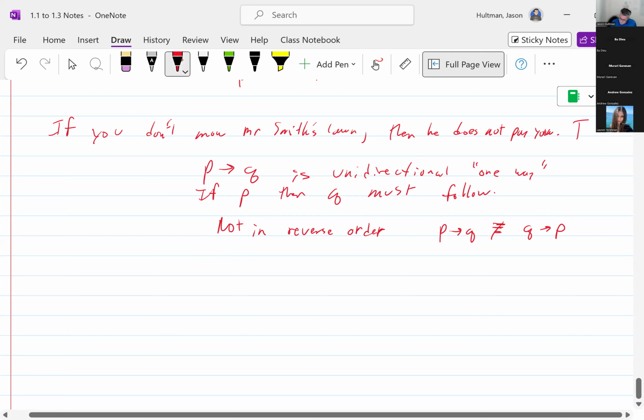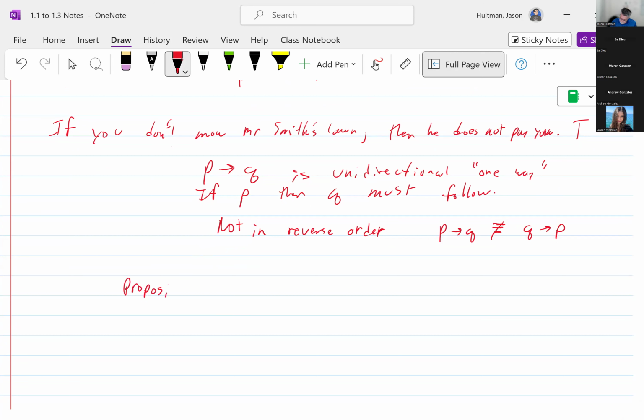Okay, proposition is if P, then Q. P implies Q. What we call Q implying P, we call that the converse. That's if Q, then P. So Q implies P. That's the converse. And the proposition and the converse are not the same.